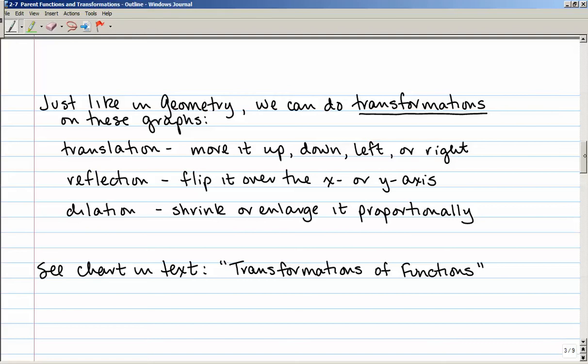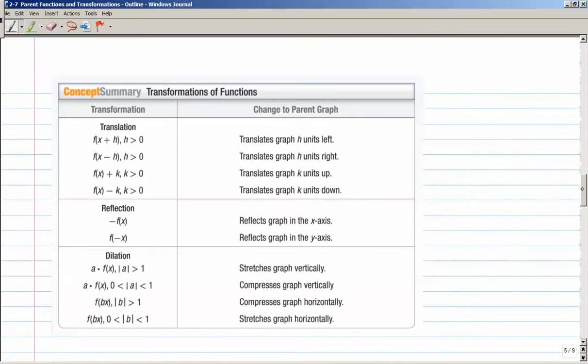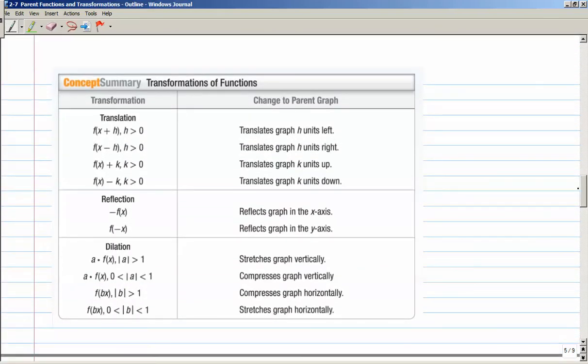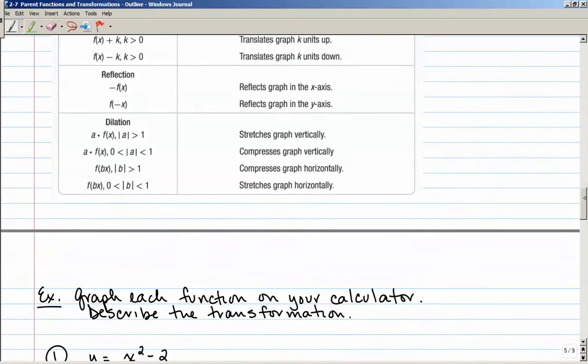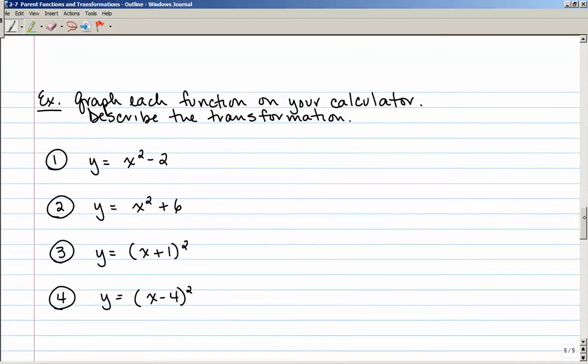There's a chart in your text on transformations of functions. Looks like this. Looks a little complicated. You can refer to that if you like, but the way we are going to do transformations is I'm going to ask you to graph, and here we're going to do several, I think we've got 7 quadratic functions here. I'm going to ask you to graph the function on your calculator, copy it onto graph paper, and then describe this transformation. How does this change from the original parent function? So let's do a couple of these together.